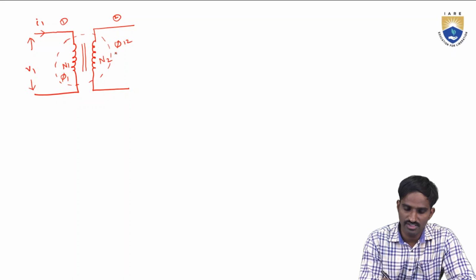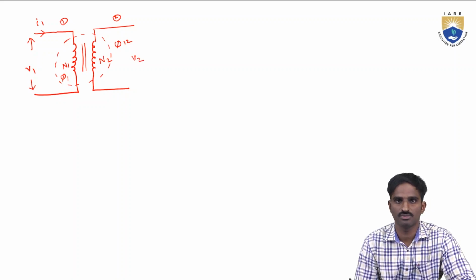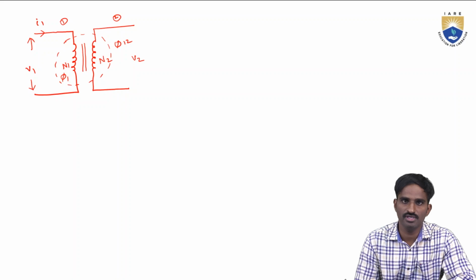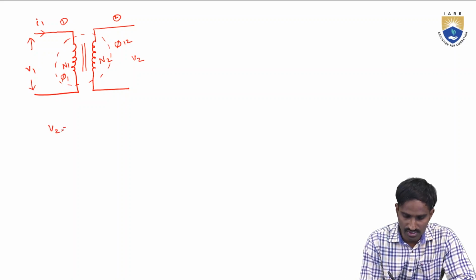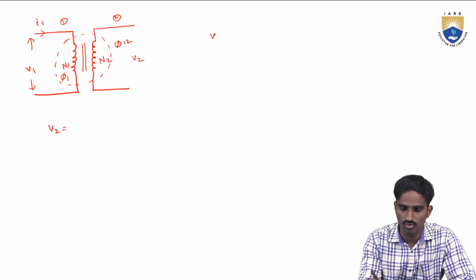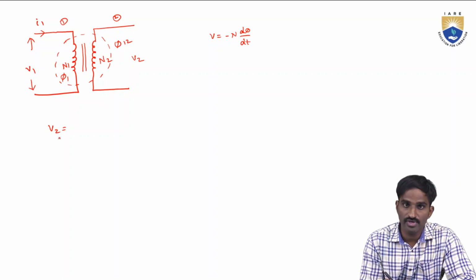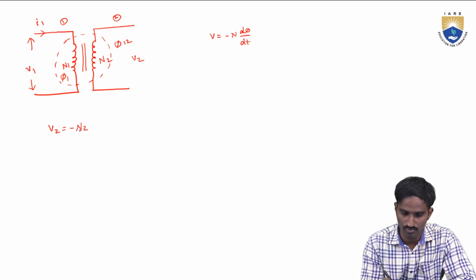Because of the change in flux phi12 in the secondary coil, an EMF is induced across the secondary coil, which we consider as V2. Now if you write the equation for V2, we already know from self-inductance that the EMF or voltage V is equal to minus N d phi by dt. But which voltage are we going to find? The voltage across the secondary coil. Then what is the number of turns of the secondary coil? N2, as usual.